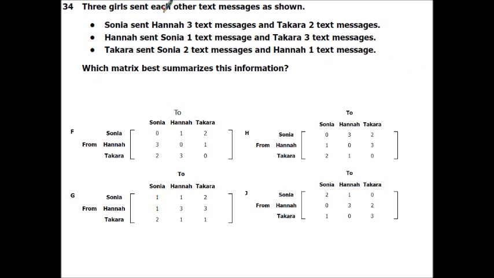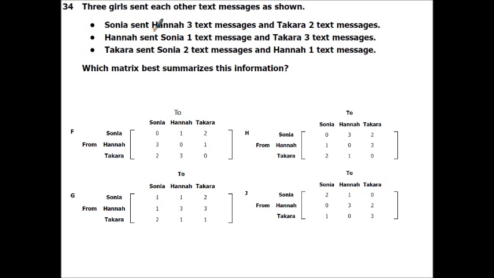Alright, 3 girls sent each other text messages as shown. So Sonia sent Hannah 3 text messages and Takira 2. Hannah sent Sonia 1 text message and Takira 3 text messages, and Takira sent Sonia 2 text messages and Hannah 1. So this is saying which matrix best describes this information.